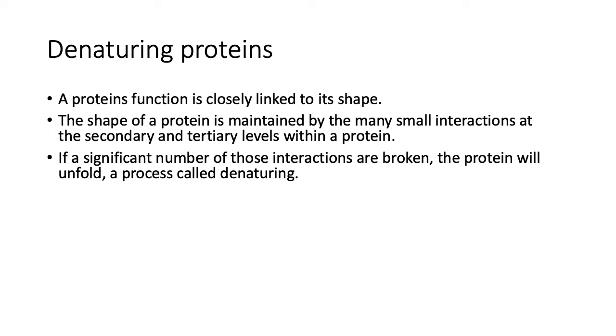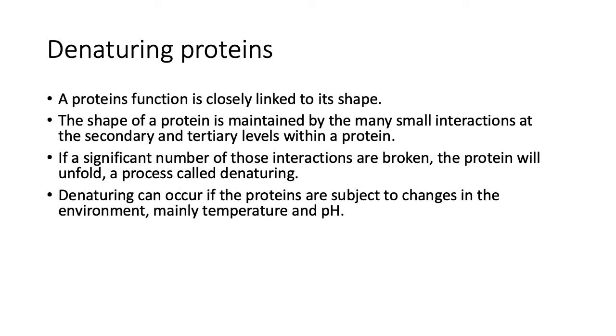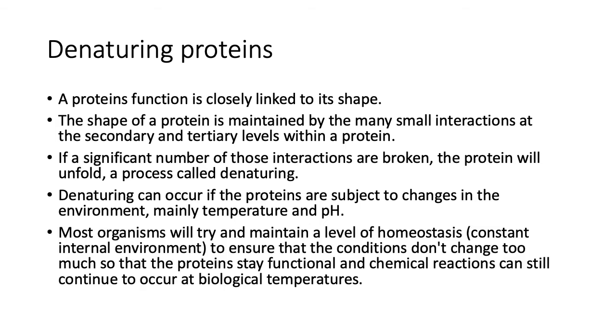If a significant number of those interactions are broken, the protein will unfold or turn into a different shape, and the process is called denaturing. Denaturing can occur if the proteins are subject to change in the environment, mainly in temperature and pH. Most organisms will try to maintain homeostasis, or a constant internal environment, to ensure that the conditions don't change too much, so that the proteins stay functional and the chemical reactions can still continue to occur at biological temperatures.